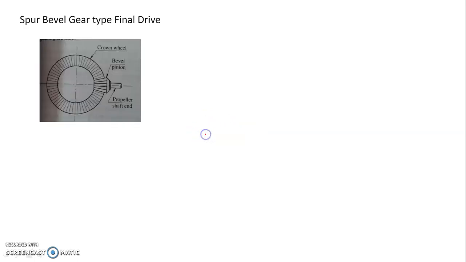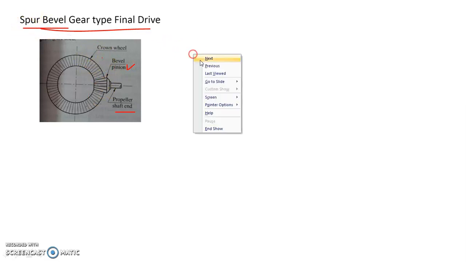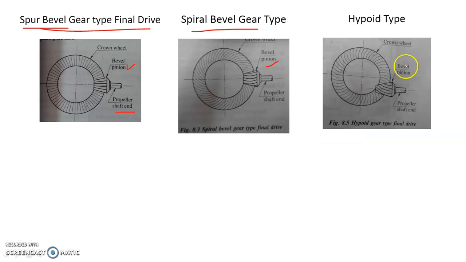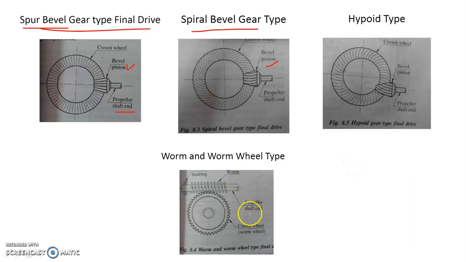In the first figure, you will see the spur bevel gear type final drive. Here you will see the propeller shaft on which there is a bevel gear mounted, which is in connection with this crown wheel. This crown wheel is in the shape of a spur bevel gear. This is the spiral bevel gear type, in which again you will see the propeller shaft on which the bevel pinion is mounted, but the crown wheel has the shape of a spiral bevel gear. The third is the hypoid type. The pinion wheel and the crown wheel are a hypoid type of gear. And the next one: the propeller shaft has the worm gear and it is attached to the worm wheel, which is also called a crown wheel. That's why this picture is of the worm and worm wheel type.